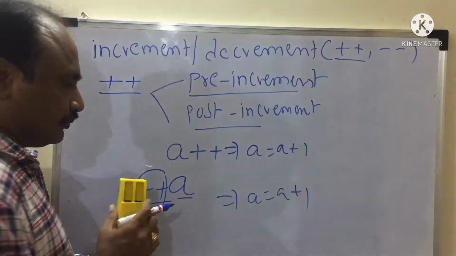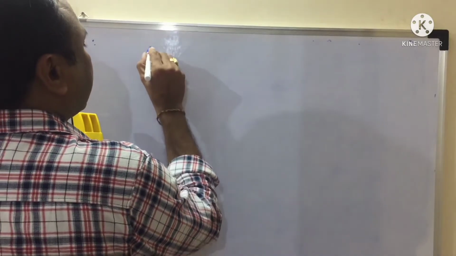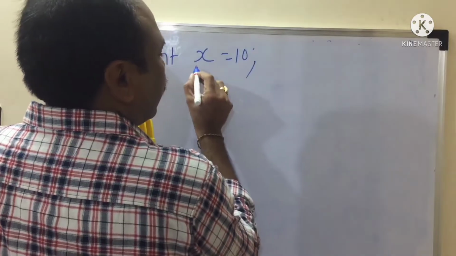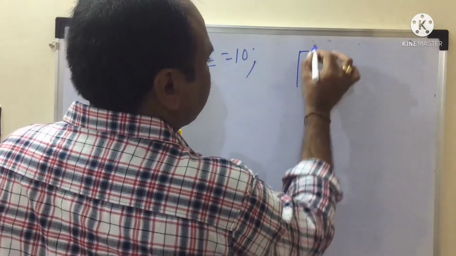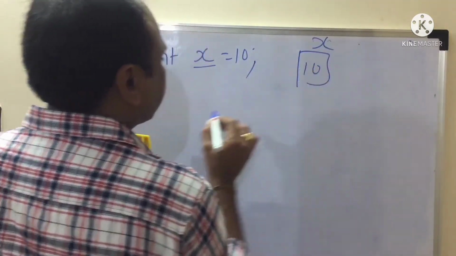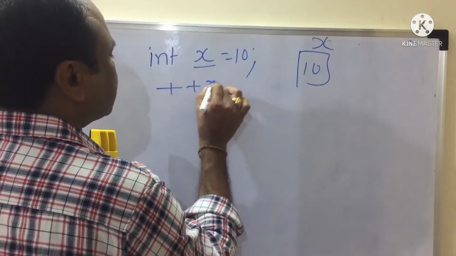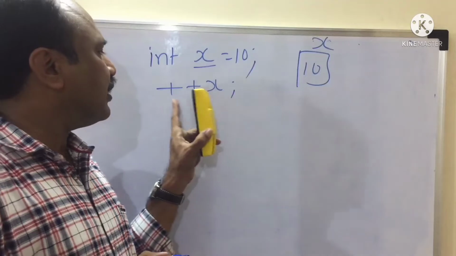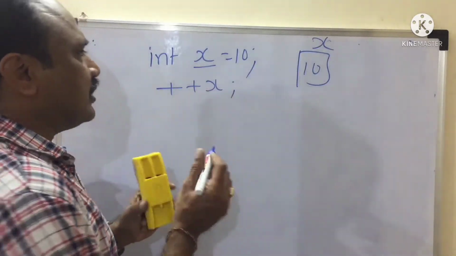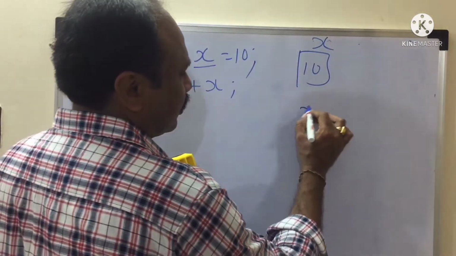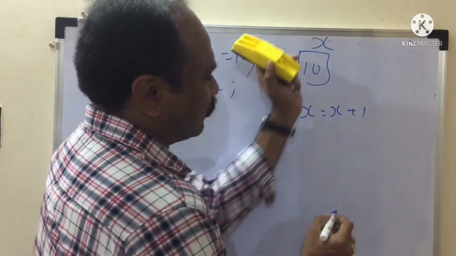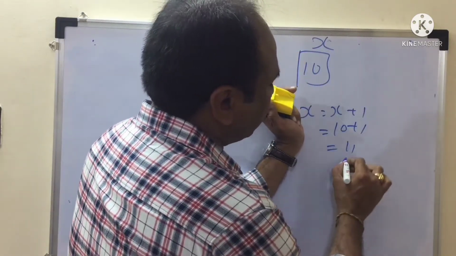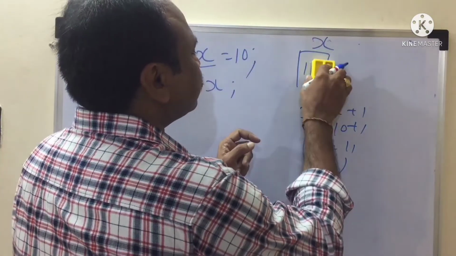Please concentrate here. See, I am taking a value x equal to 10. Here x is a variable. What is the value of x? 10. If I write plus plus x, what is this? Pre-increment. What is the meaning of plus plus x? x equal to x plus 1. Substitute the value here: 10 plus 1. What is the value? The x value becomes 11.